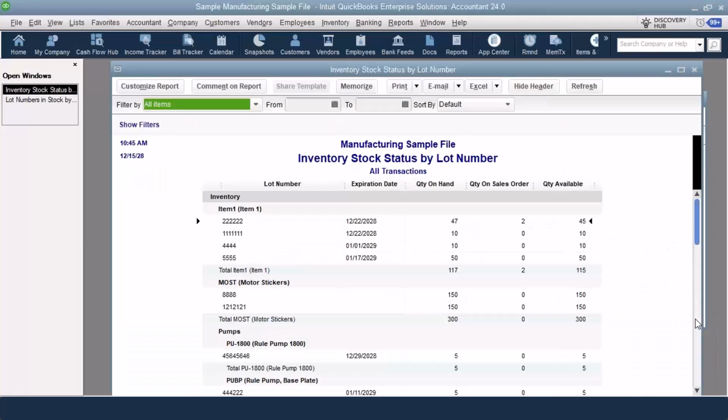Okay, so I know one of the biggest questions we have for people who are using lot numbers is to know how much we have or how many we have on hand by lot number. Quantity on hand by lot number. We could see it in the inventory center, kind of hard to find, not really a report, but a pop-up screen. So now we're able to see quantity on hand, quantity on sales order, quantity available by lot number.